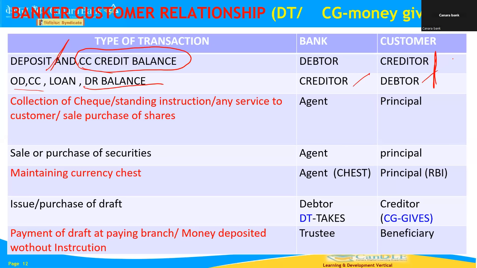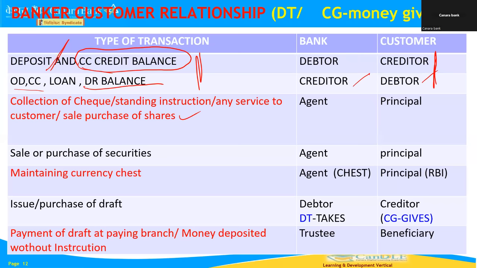Collection of check. Sir, these are basic questions. They never ask these, they will ask this type of questions only. Collection of check. Customer has given a check to Canara Bank for collection. Who is the owner of the check? Customer. Who is collecting? Bank is collecting. Who is principal? Customer is owner. So when a check comes for collection, the customer is the principal. You, as a banker, are acting as an agent for him to collect the check on his behalf. So in check collection, principal is customer, bank is agent.